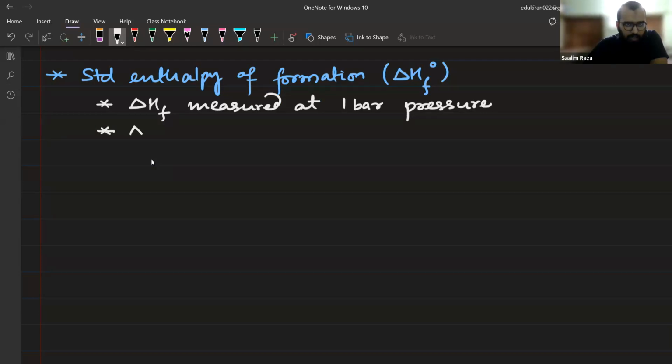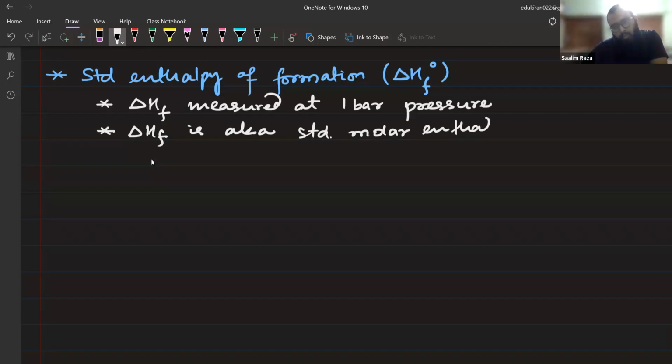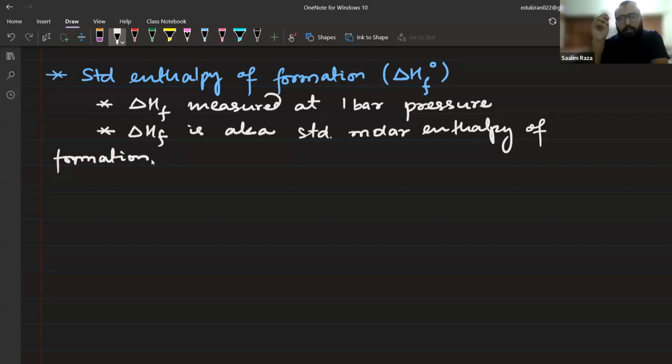Right, next, delta HF naught is AKA, also known as, इसको आप और कैसे देखिए, standard molar enthalpy of formation. Enthalpy of formation. ठीक है, it is the same thing. If they are written na standard molar enthalpy of formation, it is the same thing as delta HF naught. Delta HF naught is AKA standard molar enthalpy of formation. Right, the next point.